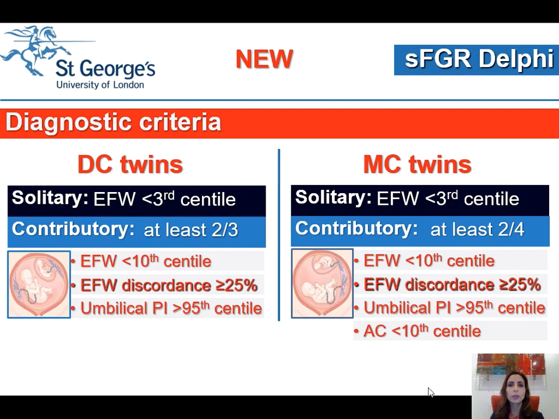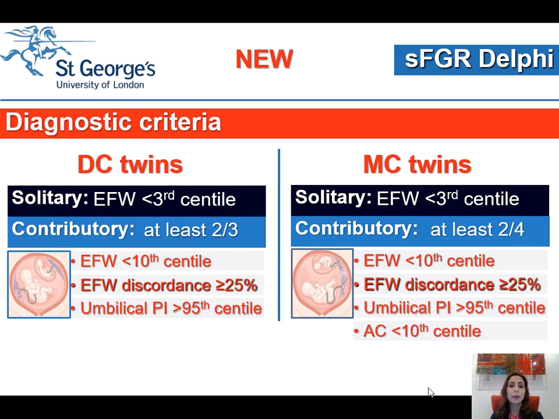So whether in dichorionic or monochorionic twin pregnancies, if you have one twin with estimated fetal weight less than third centile, that's enough to diagnose selective fetal growth restriction in a twin pregnancy. If we use the conventional cutoff of 10 centile, so one twin has estimated fetal weight less than 10 centile, in this case we need to have additional features, so either estimated fetal weight discordance of 25% or more, or abnormal umbilical artery Doppler, so the pulsatility index, the PI above the 95th centile.